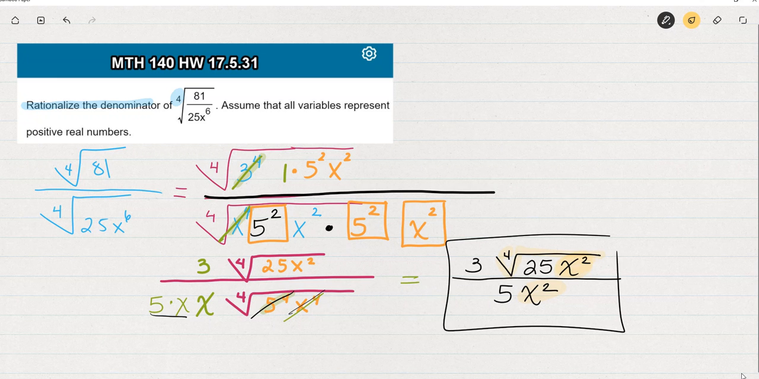I hope that this example of rationalizing a 4th root was helpful to you. Please note that there are some other videos if you search on your online course, or if you search on YouTube. I've created a couple other videos for rationalizing denominators as well.